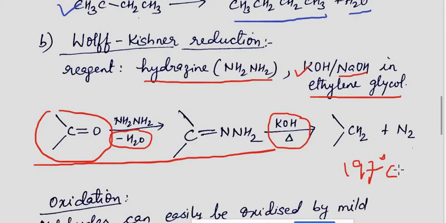What is the reason that ethylene glycol has a high boiling point? Because ethylene glycol has 2 OH groups. What is ethylene glycol? Ethylene glycol means 2 carbons, and on both the carbons you have OH. It is a diol. That means 2 OH groups. So if it has 2 OH groups, then due to extensive hydrogen bonding, this is ethylene glycol.